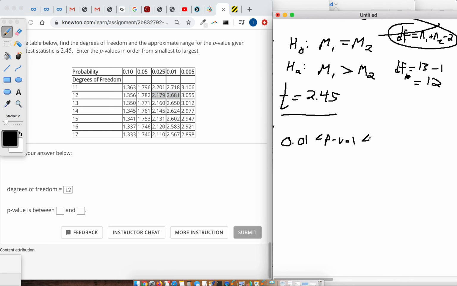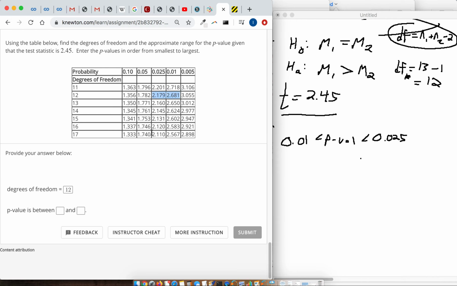and I'm rewriting it. The order is different because we're trying to write it least to greatest. It's between 0.01 and 0.025. Okay? And that's it. That's our p-value coming straight from the table.